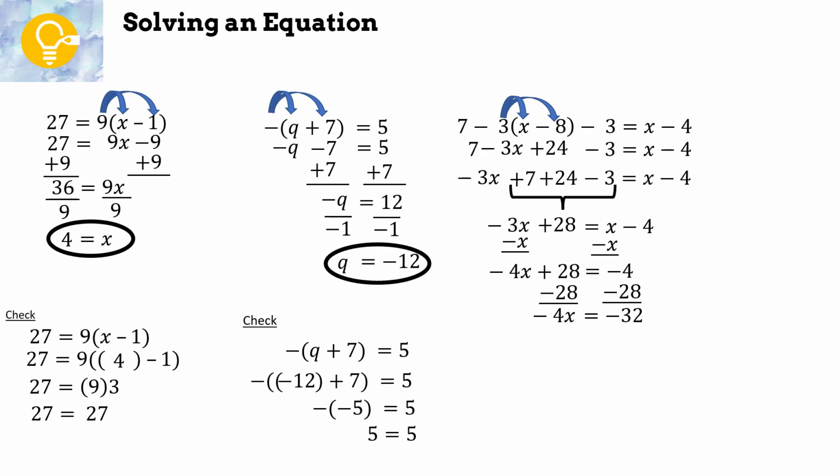Once again, I want x by itself. I want x to equal something. I don't want negative 4x. So I'm going to divide by negative 4 on both sides. So x is 8. But let's check it.